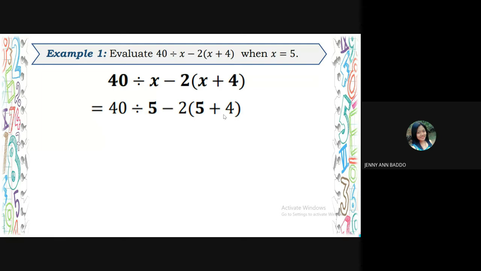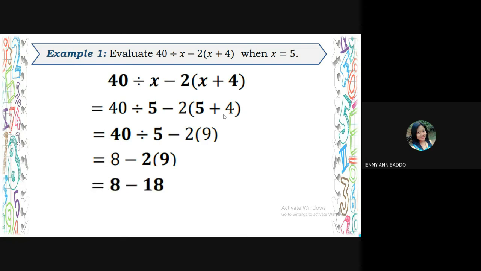We are already done substituting, so we are now ready to solve. Starting from the parentheses, we have 5 plus 4, that's 9. Then from left to right, 40 divided by 5 is 8, minus 2 times 9 is 18. So 8 minus 18 is negative 10.